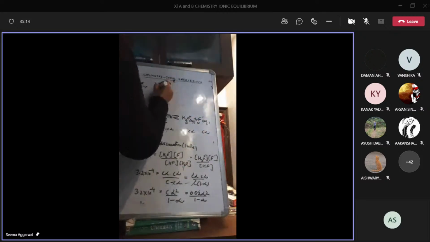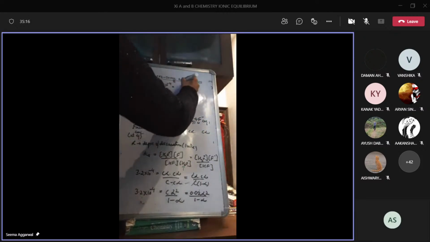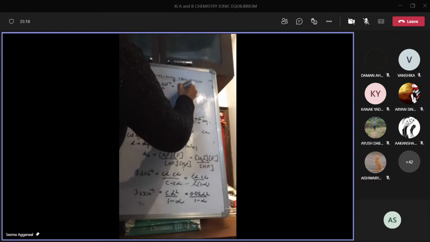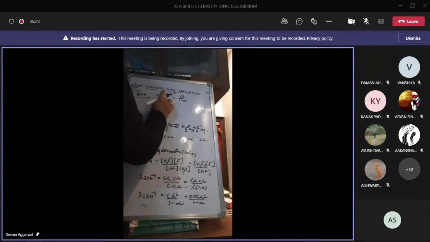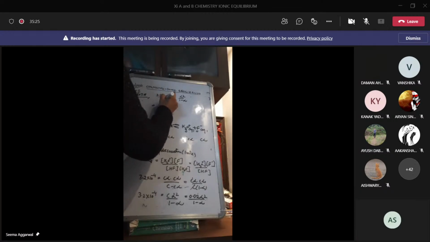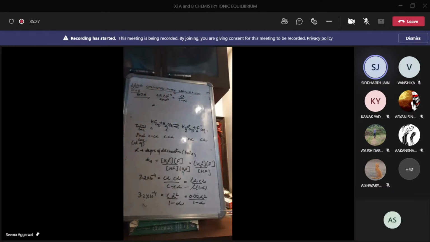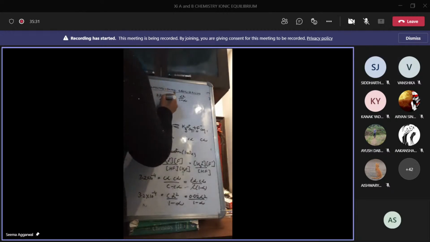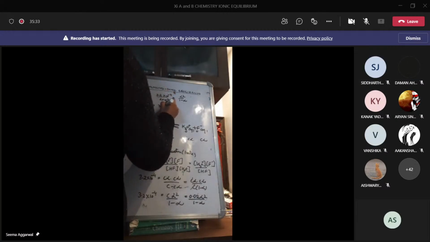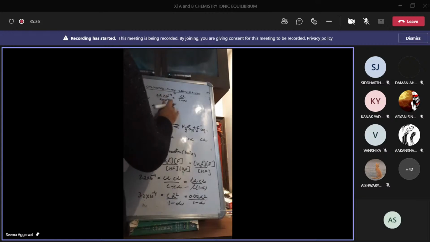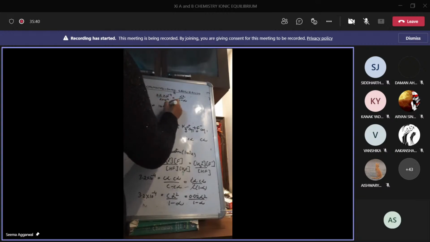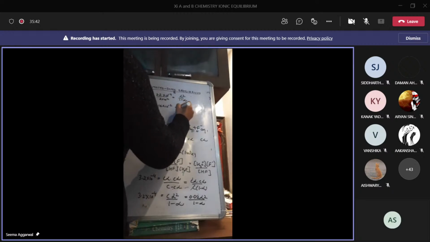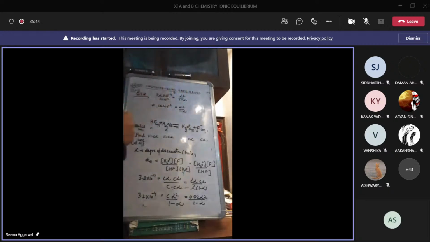So let's solve this. 3.2 into 10 raised to power minus 4 upon 0.02 is equal to alpha square upon 1 minus alpha. We cannot neglect alpha saying alpha is very small compared to 1 in this method. So this will be 1.6 into 10 raised to power minus 2 is equal to alpha square upon 1 minus alpha. Is this okay?